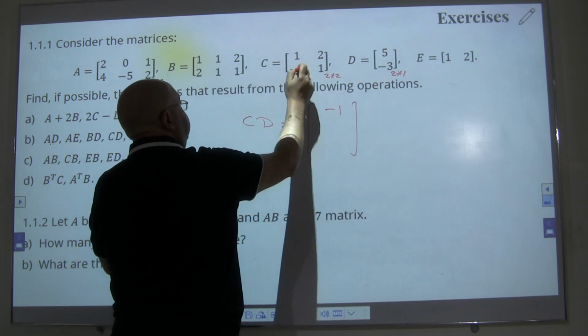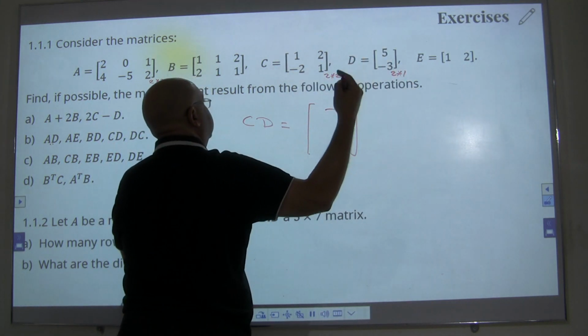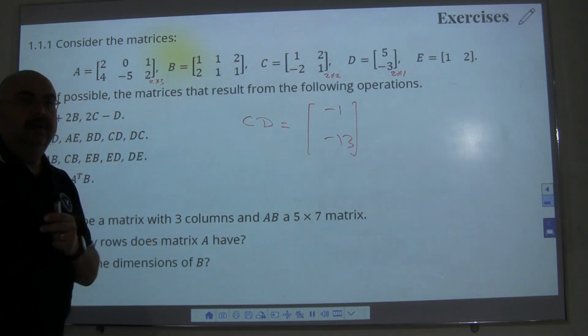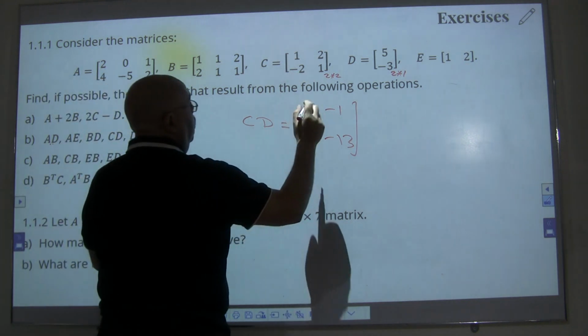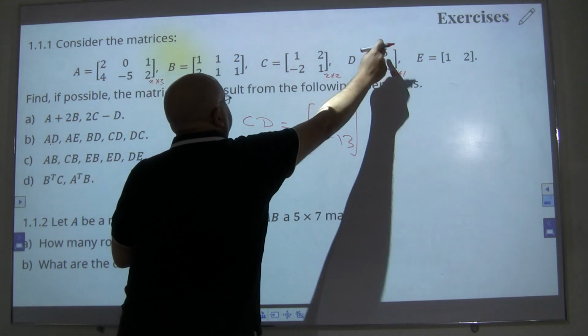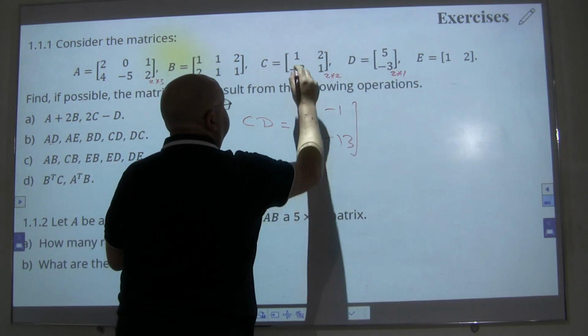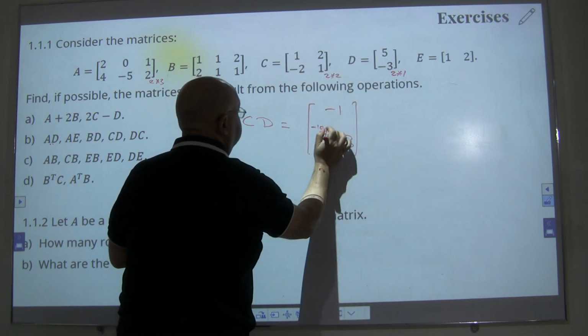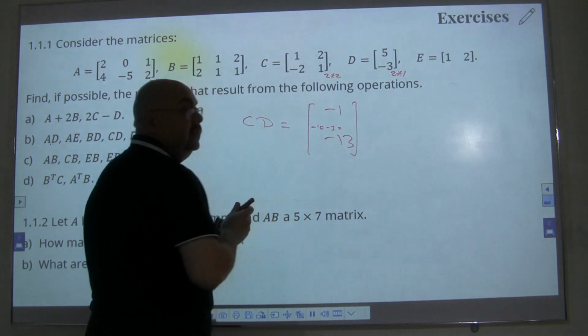Negative 1. Then negative 2 times 5 is going to be negative 10. Then 1 times negative 3 is going to be negative 3.